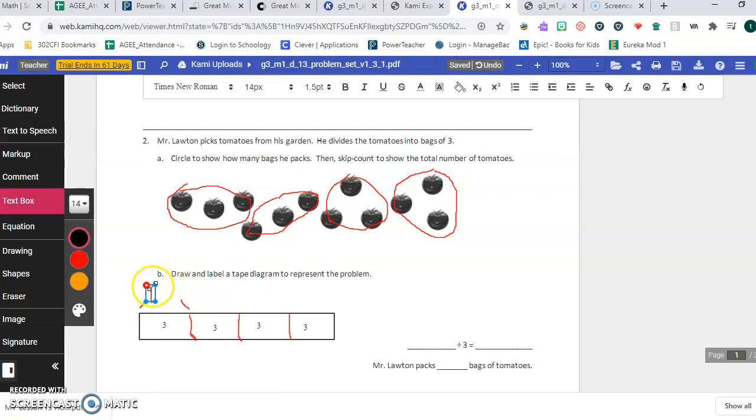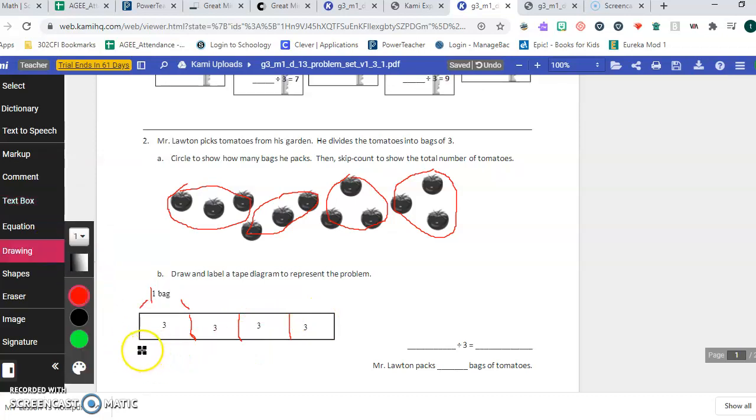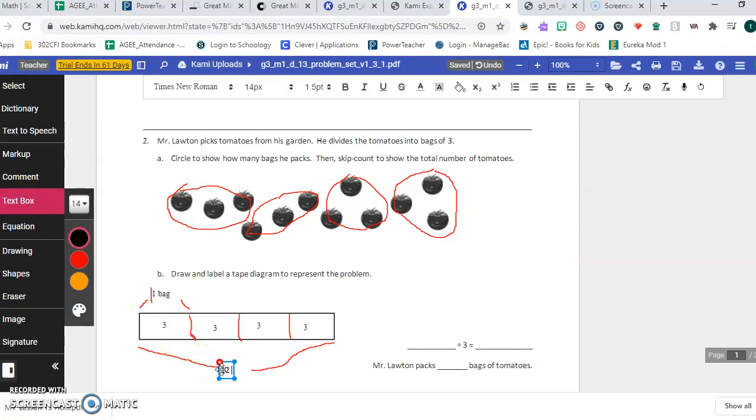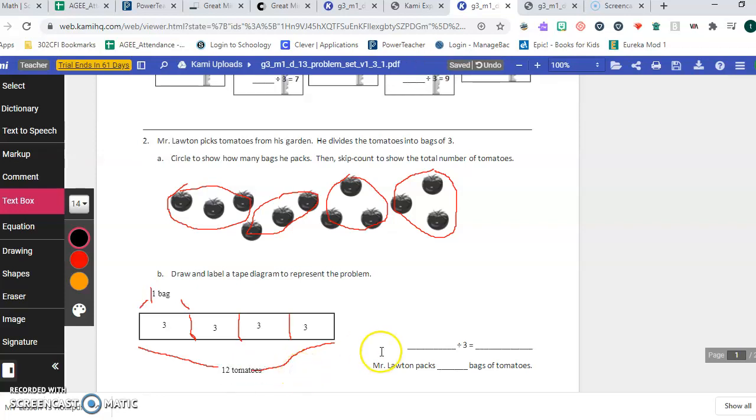I'm going to move it over here so I can see. You know, this is kind of challenging work, but we need to get used to it. It's just another tool for us to be able to demonstrate that we're learning the things that we're supposed to be learning. So 1 bag is going to be 3, and so we've got 4 bags here. So we'll make another drawing here that shows what the total is. So that is the total. And the total is 12 tomatoes, or I could just write total if I wanted to, 12 tomatoes.